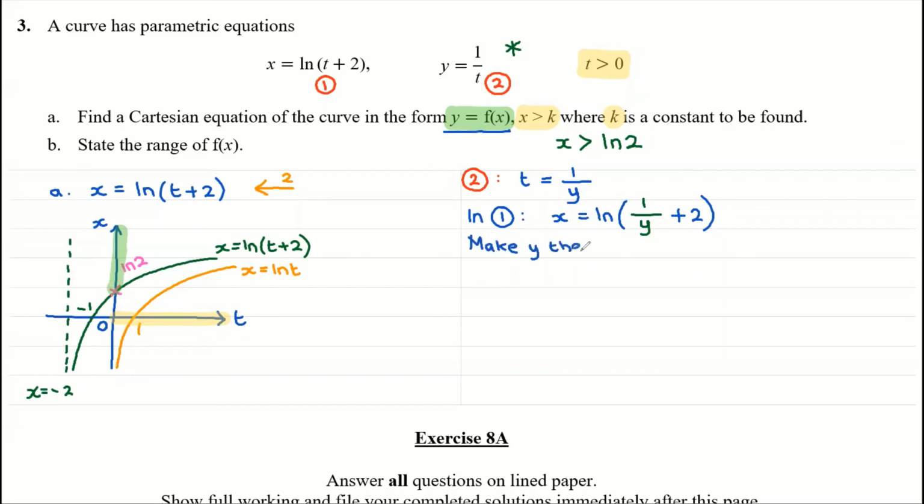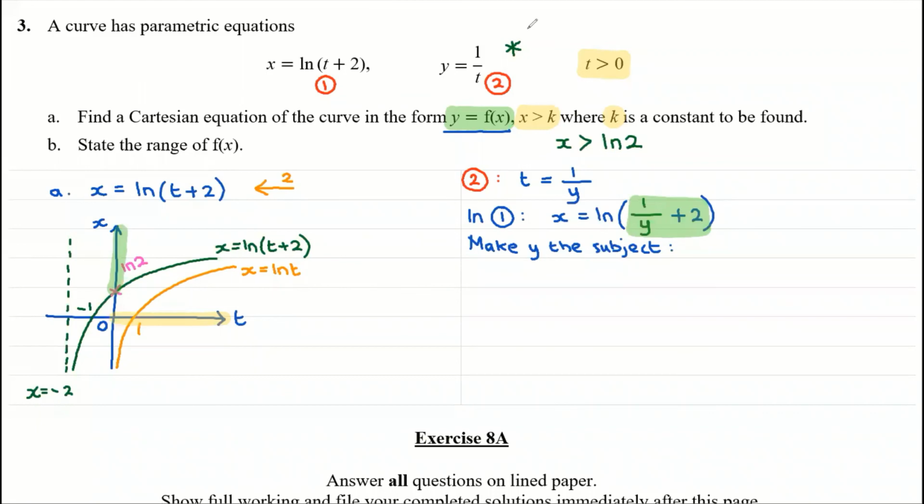So again, rearranging equations is absolutely essential for this. Now, the problem I've got is that my y variable is trapped inside this bracket, which has the log function applied to it. So I've got to somehow release that. How do we undo a log function? Well, we've got to exponentiate both sides using base e.